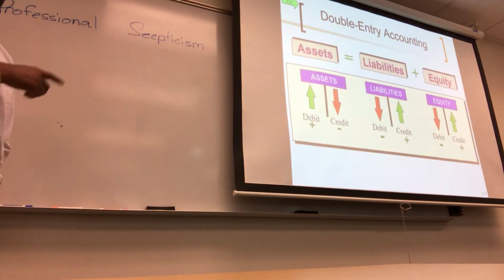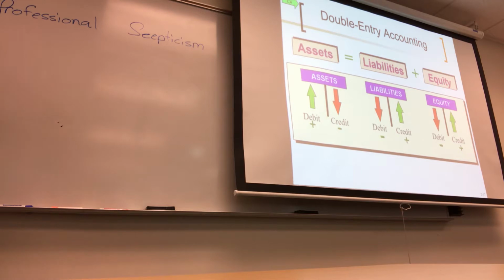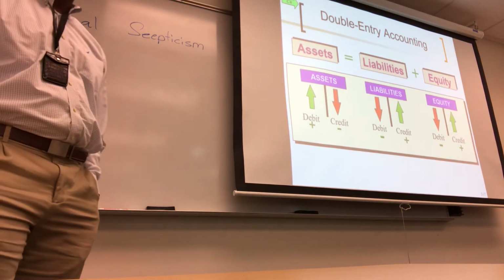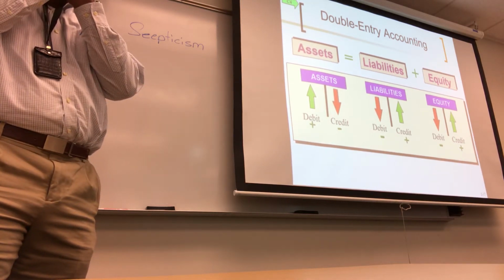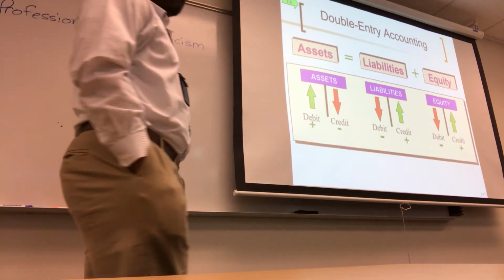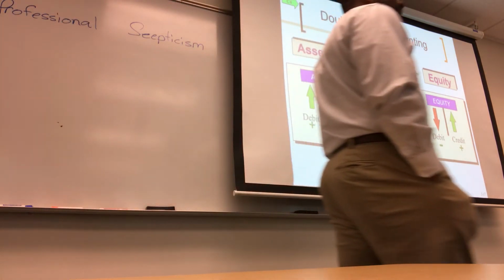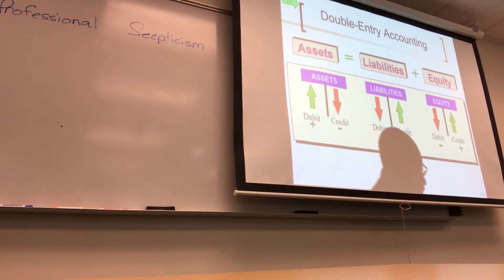If you debit an asset, it reflects an increase in the asset. Time to write it down. If you credit an asset, it reflects a decrease in the asset. If you debit a liability, it reflects a decrease in the liability. If you credit a liability, it reflects an increase in the liability.